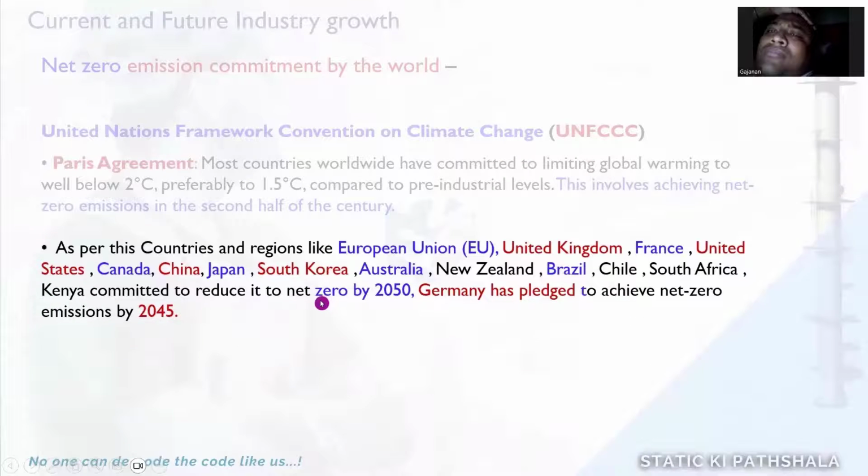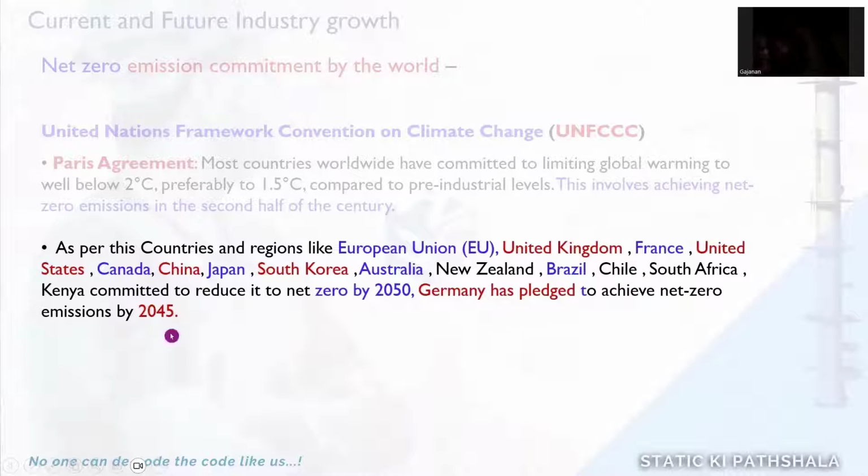To achieve this, there are commitments given by most of the countries in the world. Those countries are mentioned over there. So the countries and regions like the European Union, United Kingdom, France, United States, Canada, China, Japan, South Korea, Australia, New Zealand, Brazil, Chile, South Africa, Kenya have committed to reduce to net zero by 2050. So before 2050, people are saying that they are going to achieve net zero. It is a very Herculean task. Even if it does not reach zero, it will certainly reduce the hydrocarbon demand, right?